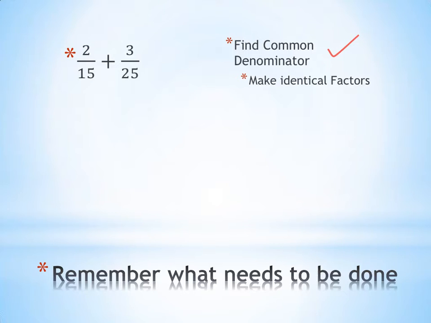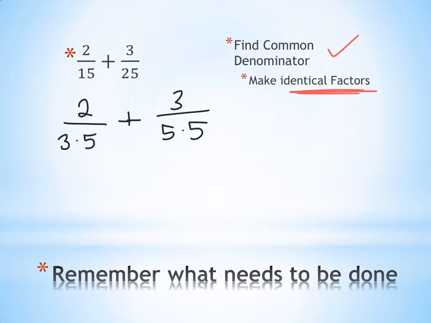But what we want to look at instead is making identical factors. If we get things in terms of their factors, we know what they're missing and what we need to include with them. So for example, if I write this first fraction again with factors, this would be 2 over 3 times 5, and then plus 3 over 5 times 5. This is an example that I showed you in your previous notes, but the idea is that we want to get these denominators to have exactly the same factors. We have a factor of 3 and a factor of 5 in the first fraction, and then two factors of 5 in the second.